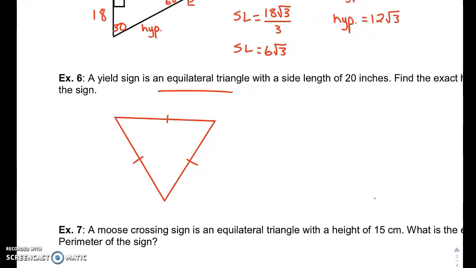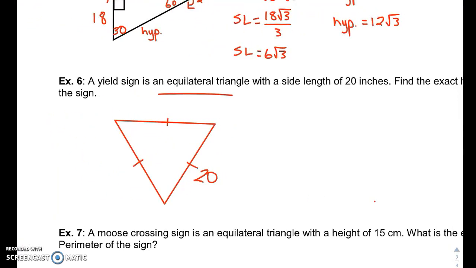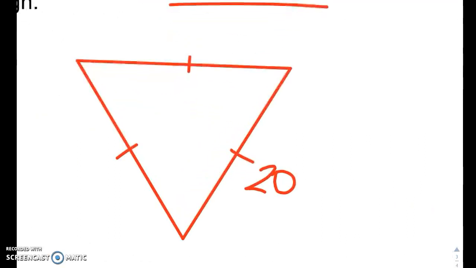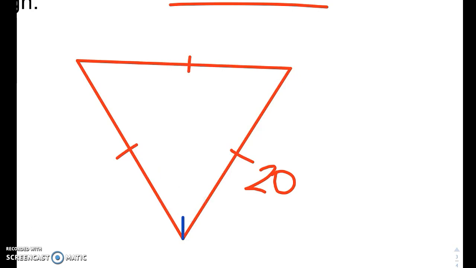It says that the side length of an equilateral triangle is 20 inches. Find the exact height of the sign. So we draw the height in here by going from the top down to the bottom. So this is the height. That's what we want to try and find. Okay, so how do we find that?